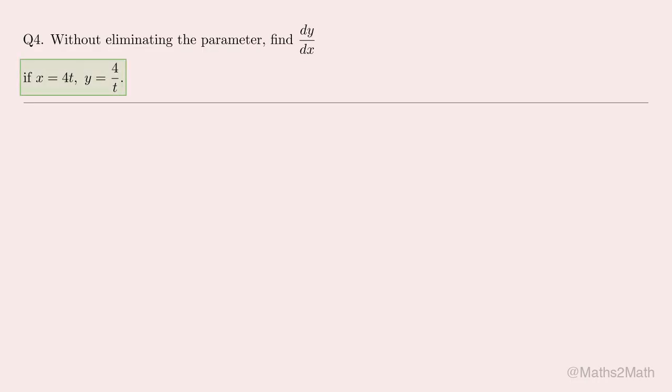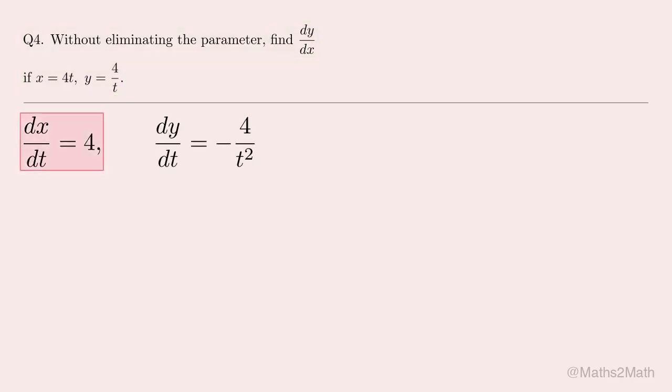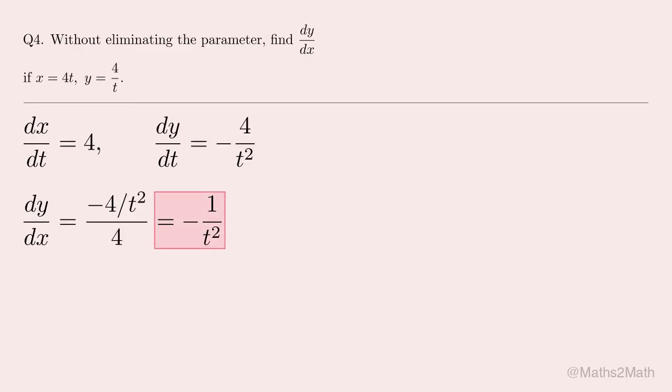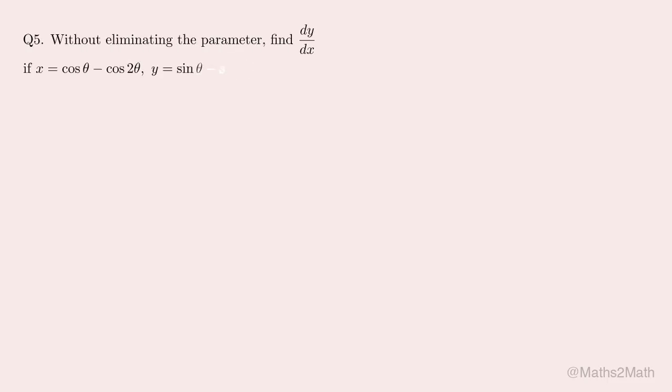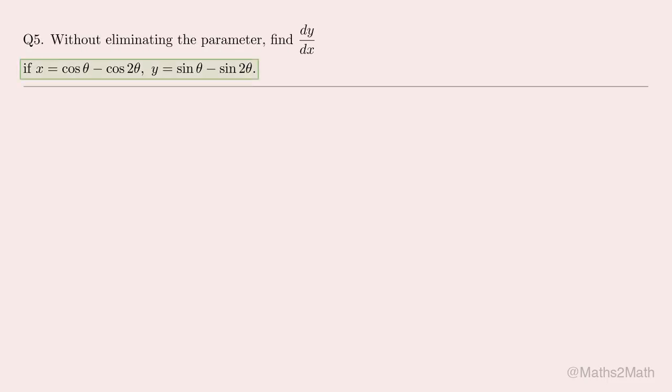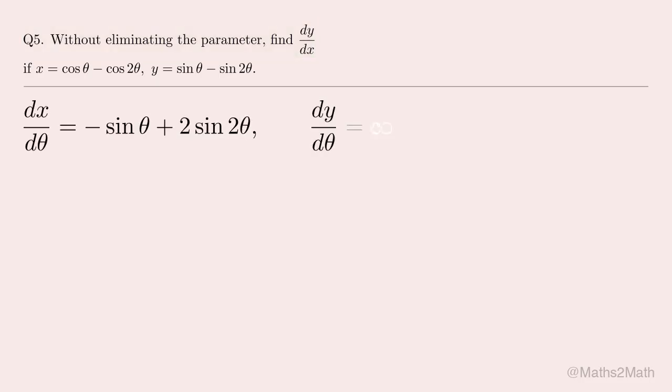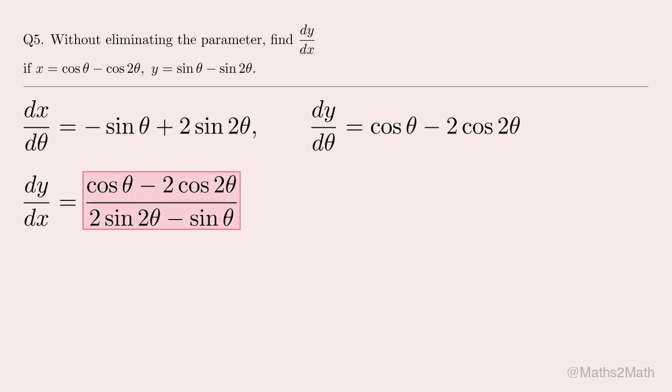Question 4. A line in t against a reciprocal. Short and sweet. Differentiate both. Divide. Question 5. Differences of single and double angle terms in both coordinates. Differentiate term by term and present the ratio. Derivatives with respect to theta, watching the factor 2 from the double angles. The quotient is the answer, kept in terms of theta.